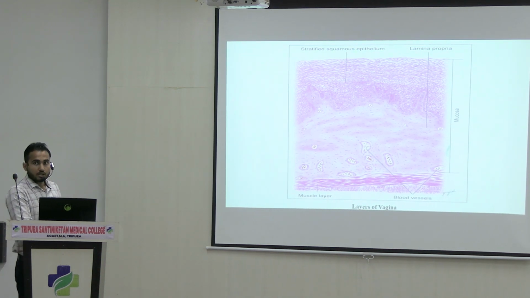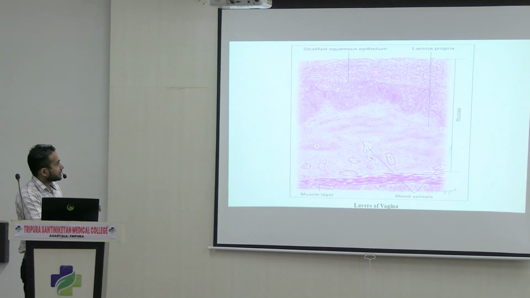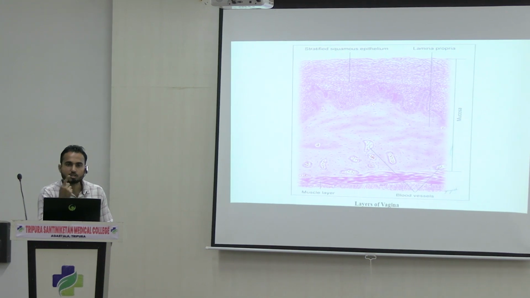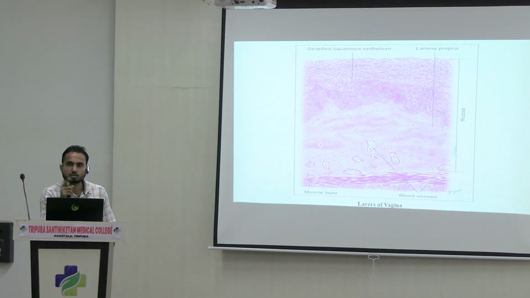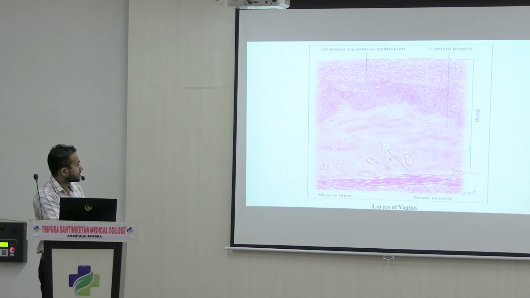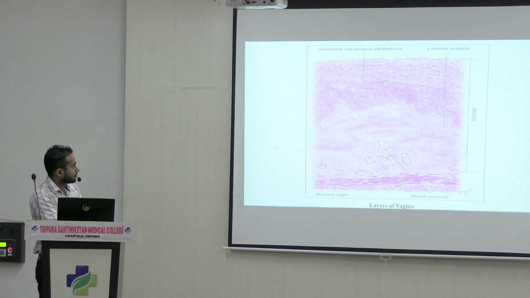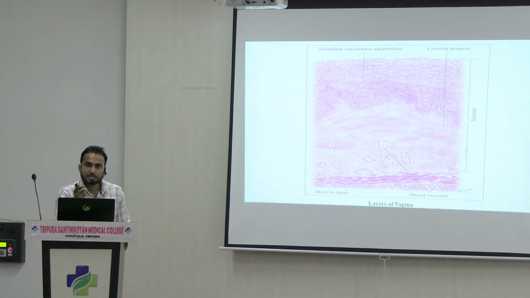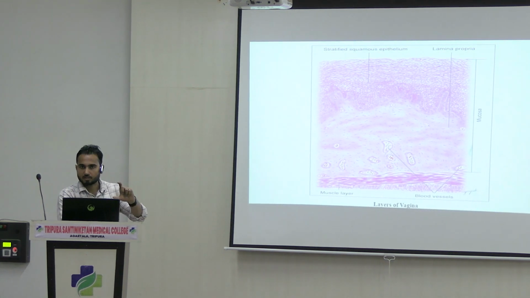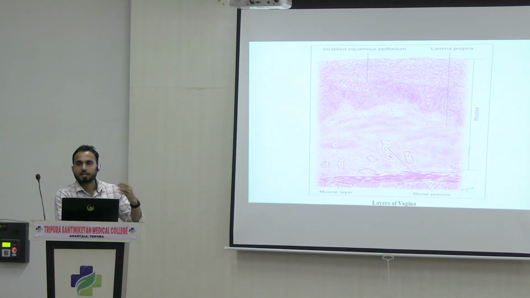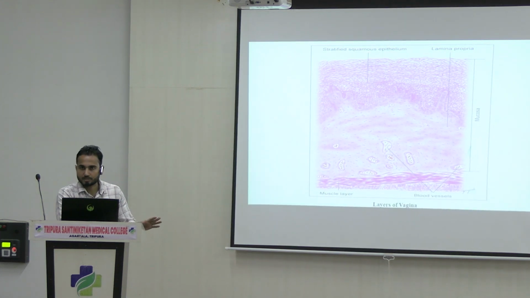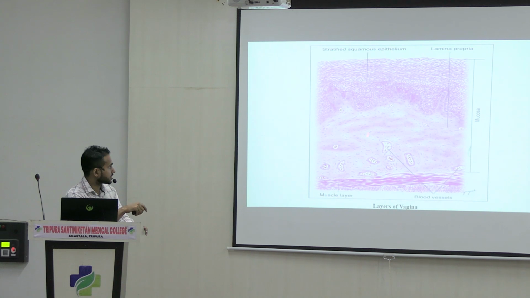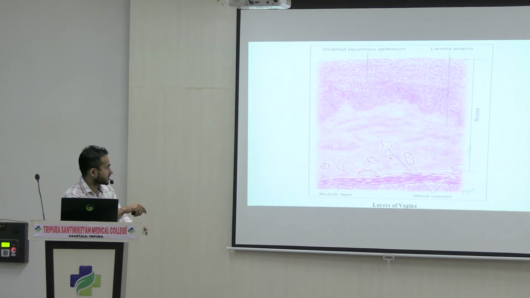Now here you can see this is the lining epithelium. So what is the lining epithelium in case of vagina? Stratified squamous non-keratinized epithelium. Now below that, you can see this particular part is made up of lamina propria. In case of vagina, the lamina propria is very thick, where lymphatics, blood vessels, nerves, all those things are present, but glands are absent. That's why you can't see any glands over here. Only you can see the blood vessels.